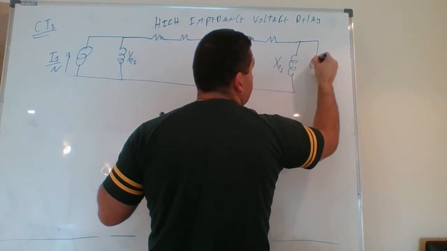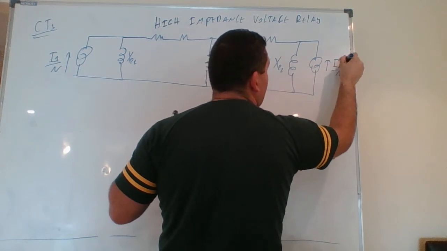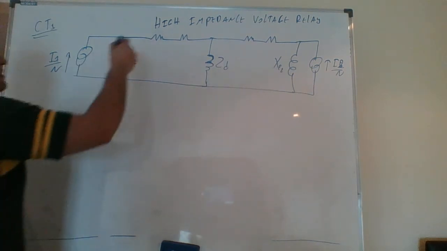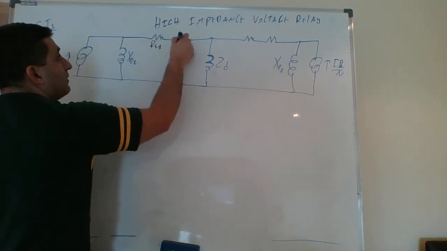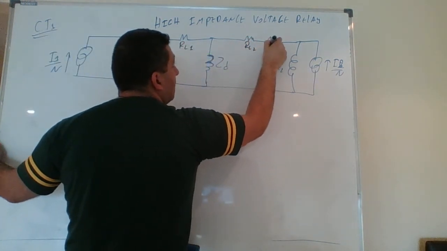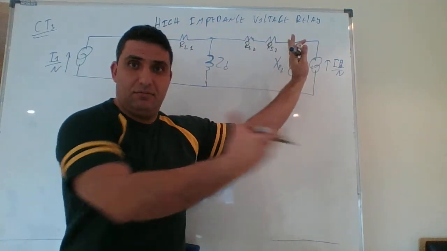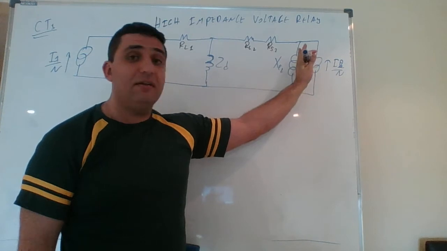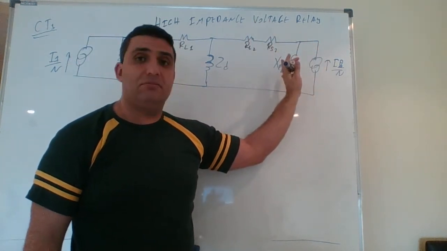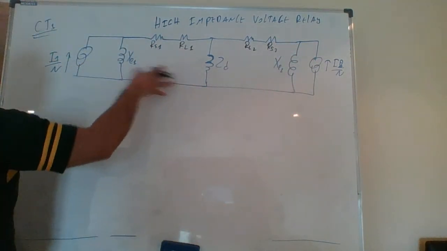And this is I2 over N. This is called RS1, RL1, RL2, RS2. This represents the second CT. Resistors for the lead, DC resistor for the winding, the CT excitation reactance, this for CT1.